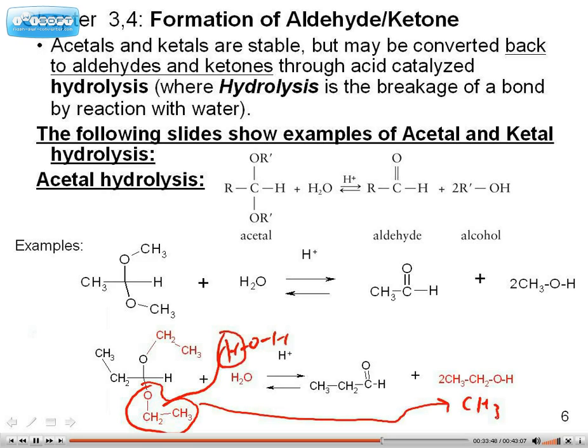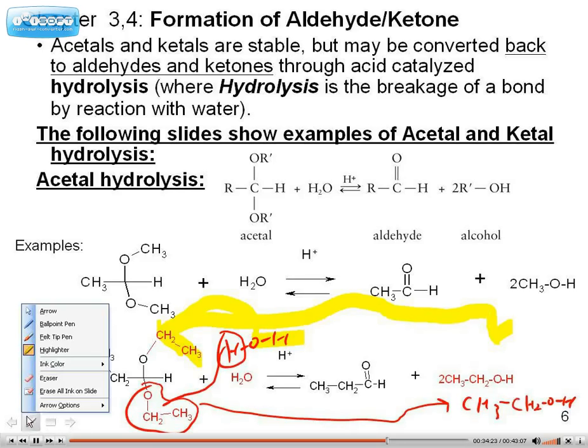In this case, because the ether functional group is an ethoxy, then it will form an ethanol, CH3CH2OH. The remaining portion, the remaining alcohol, is going to combine with only this part right here, the R portion of the original ethoxy. It's then going to form the second alcohol.